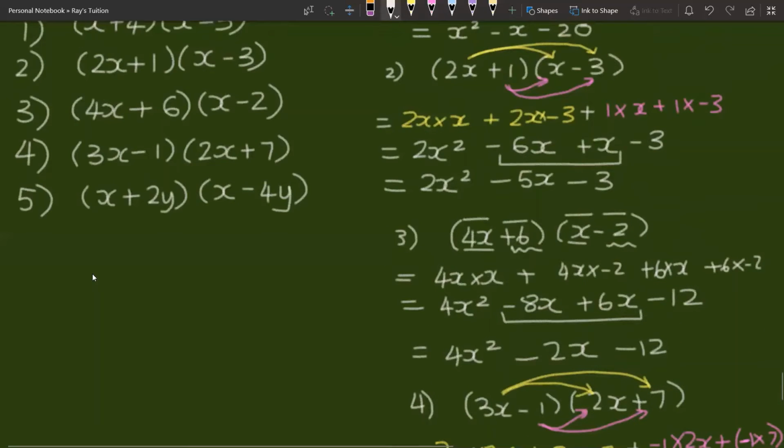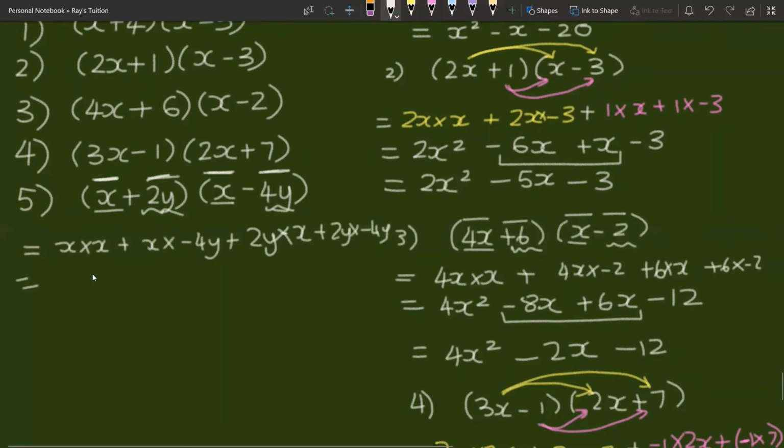Let us do the very last one and we will be experts. I'm going to do the FOIL method again. So the first term times the first term, so x times x, plus the outers, so the x times the minus 4y, plus the inners, which is the 2y and the x. And finally the last, which is the 2y times the minus 4y.